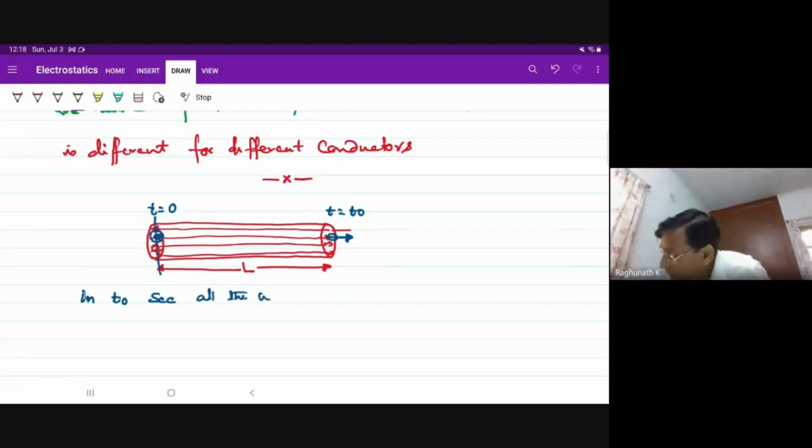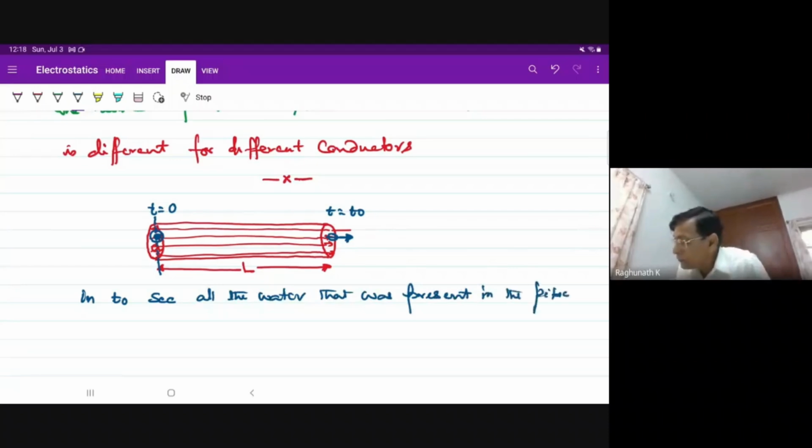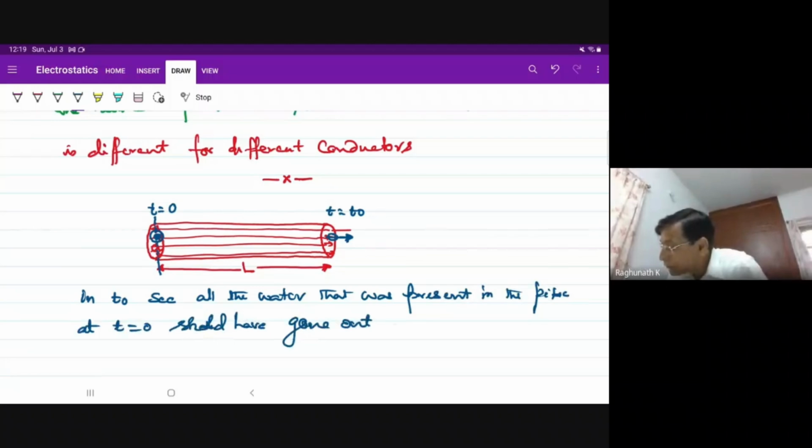all the water that was present in the pipe at t is equal to 0 should have gone out through the other end. Correct? You agree this, no?